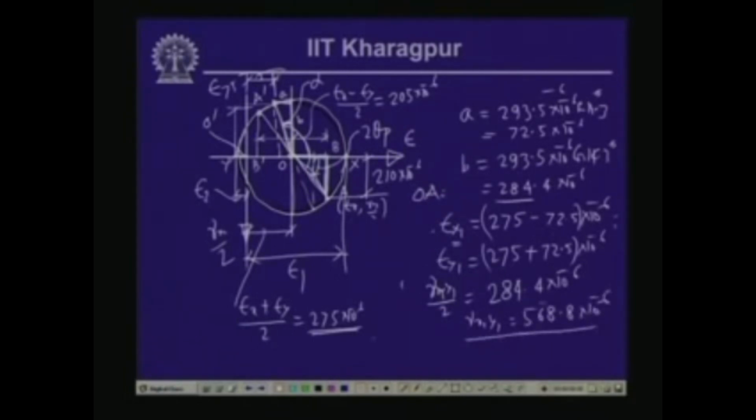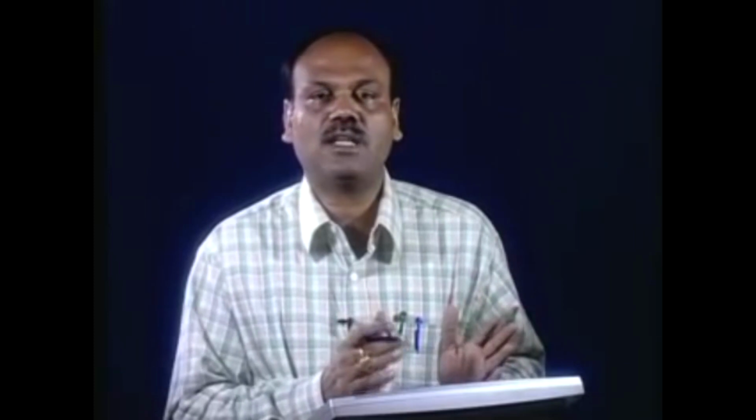So, these are the values of the strains epsilon x1, epsilon y1 and gamma x1 y1 with reference to the axis which is oriented at an angle of 75 degrees with reference to the x and y reference plane. So, those are the values of the strains, and the principal strains and the maximum shearing strain. We have seen how to compute it.